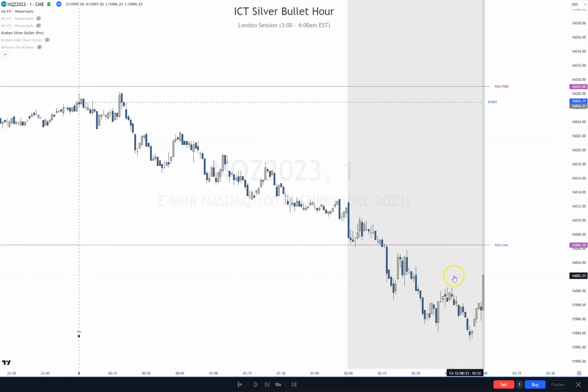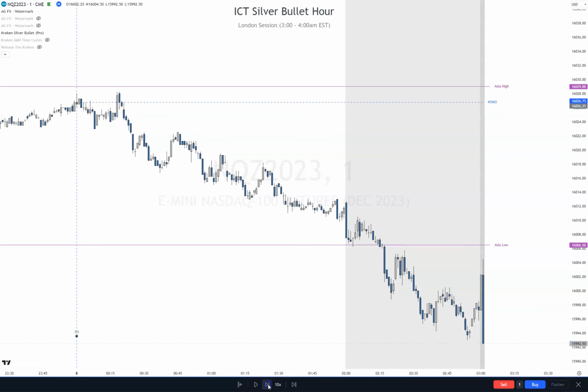So now we're looking for a reversal, right? We want to see us go higher and target the Asia high. That's what I'm always looking for when we're looking for sell side and buy side liquidity. One of them's taken, looking for the opposing one. So let's go here.